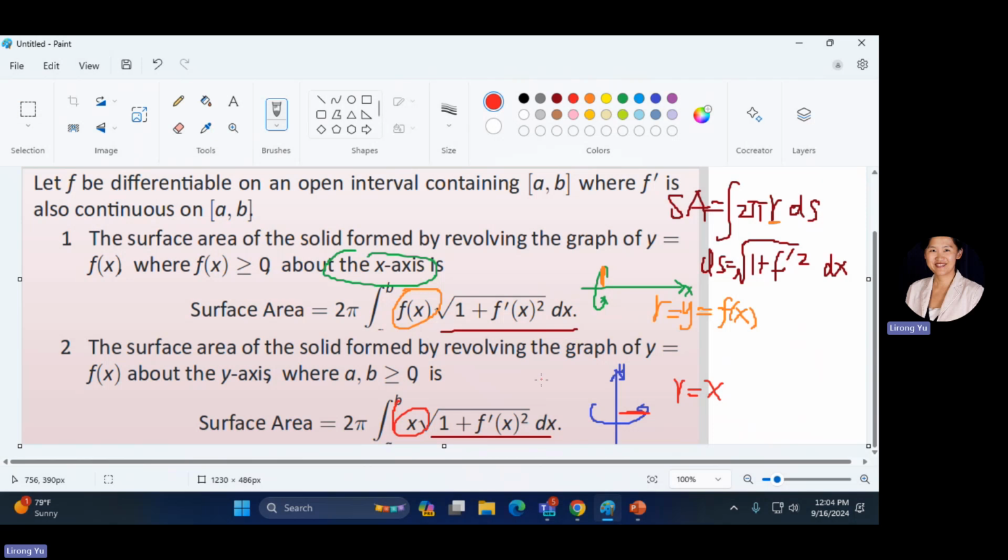So you can see, it doesn't matter if it's revolving about x-axis or y-axis, you are not changing the ds. For all surface area calculations, we have the root of 1 plus f prime squared dx. And then depending on the axis of revolution, you may have either f of x or x. Some part is the same because we follow the same formula, but some part is not the same because you're changing the axis of revolution. Any questions?